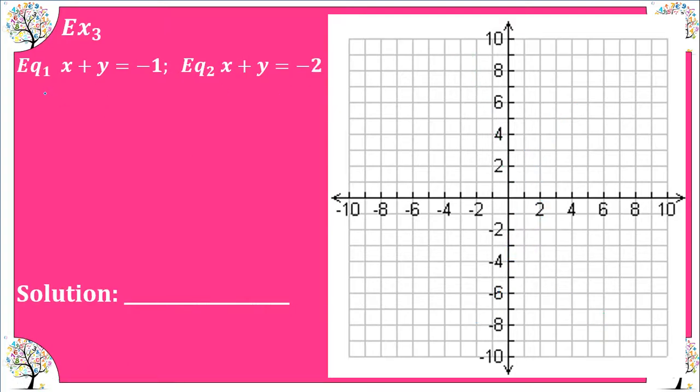Let's again isolate. We're going to subtract x. And let's go ahead and graph that. So we're starting at (0, negative 1). We're going to go down 1, right 1, down 1, right 1, or up 1, left 1, up 1, left 1.